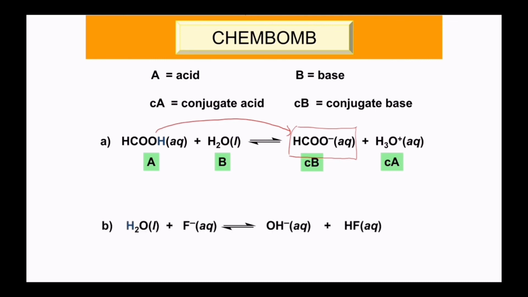Next, move on to question B. Focus on the left side first. On the reactant side, we can see H2O. Clearly, only one reactant has H, so it has the possibility to be the proton donor. Therefore, H2O will donate its proton to form OH minus. H2O will be the acid and OH minus will be the conjugate base. Therefore, F minus will be the base and accept proton to form HF, which is the conjugate acid. Are you okay?